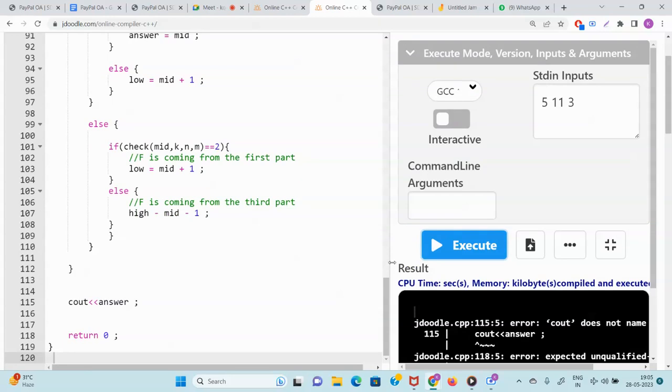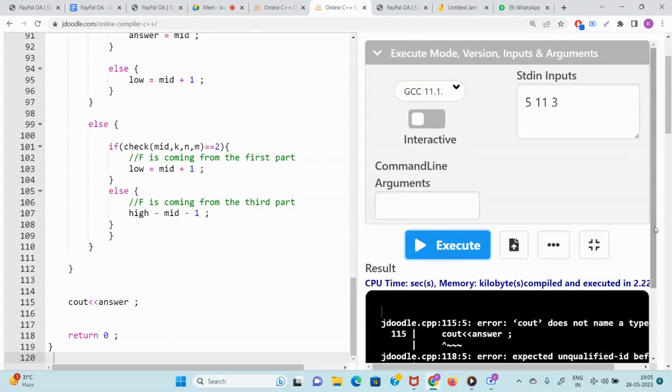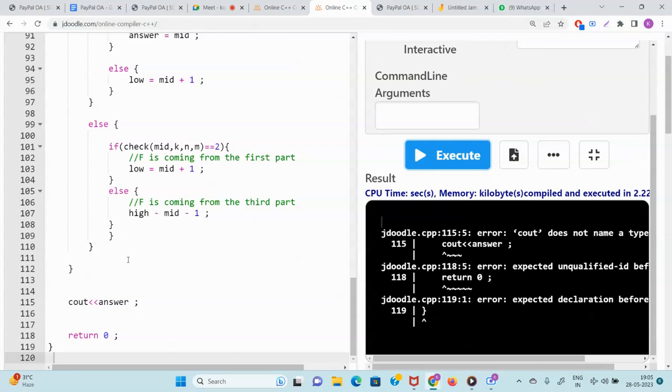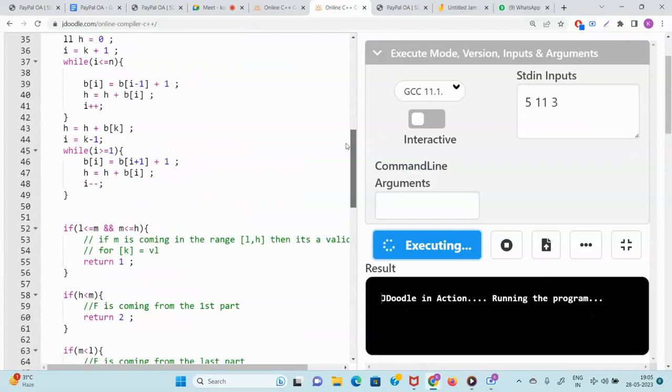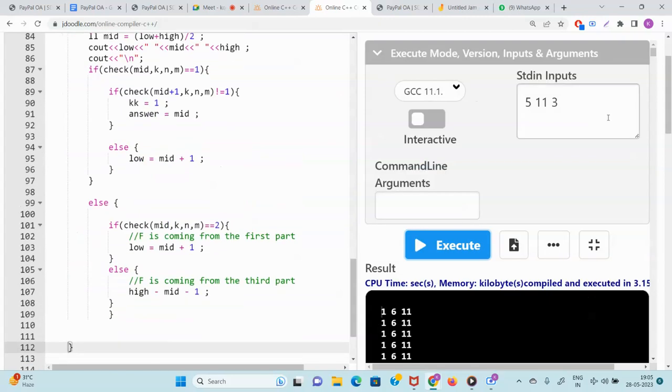Cout does not name a type. What is this error? Okay guys, we put some extra stuff. Okay guys, we need to debug the code. We need to make some changes.